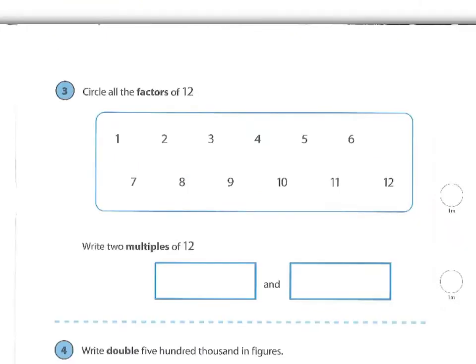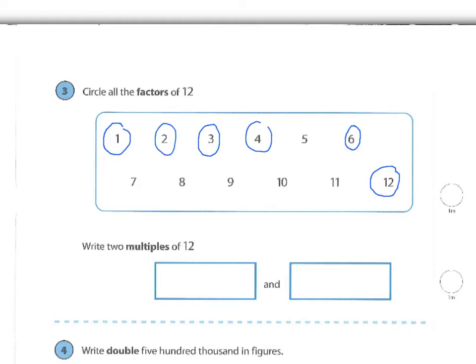Question 3. Circle all the factors of 12. Well, these are the numbers that go into 12. So 1 goes into 12 12 times, 2 goes into 12 6 times, and 3 goes into 12 4 times, and there we've done it. We've circled all the factors of 12.